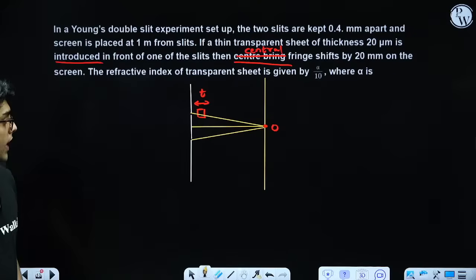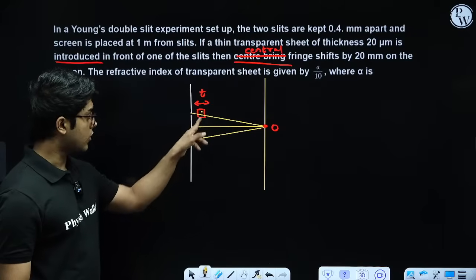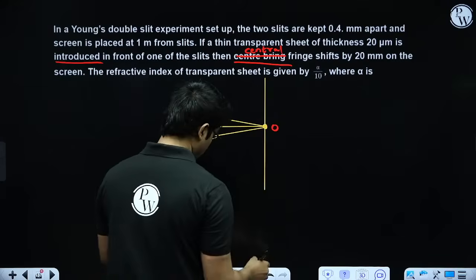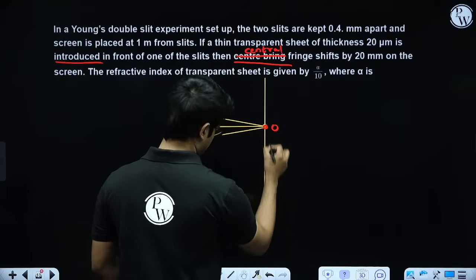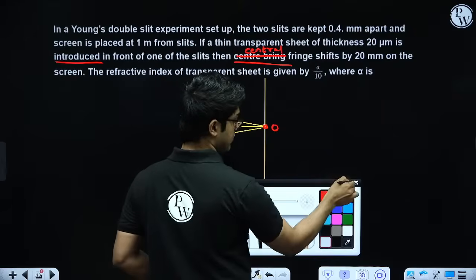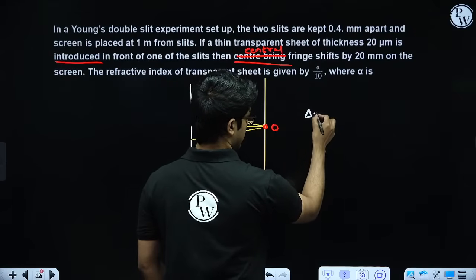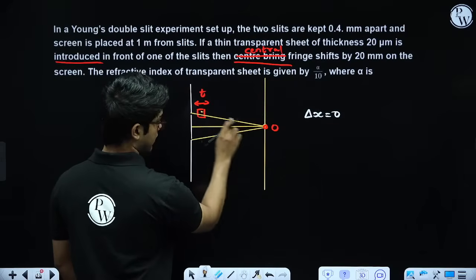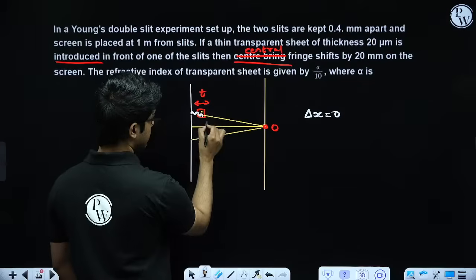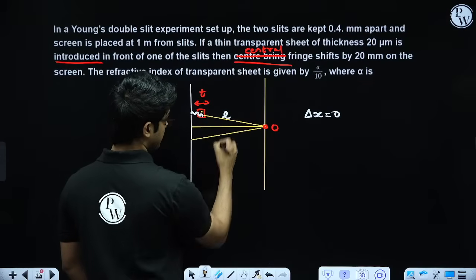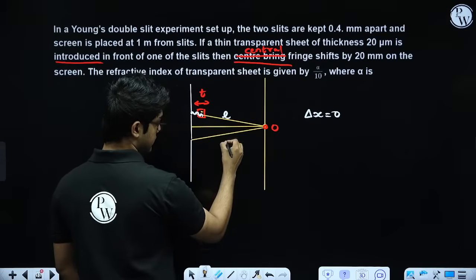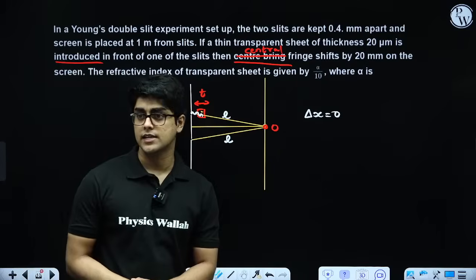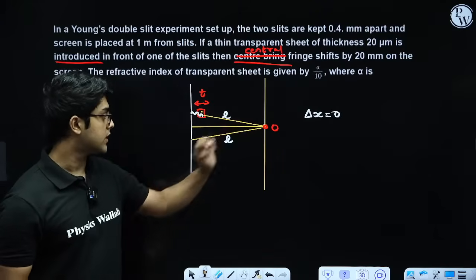Okay, so now what will happen is, in case the slab was not there, the central maxima would have been formed at O. The main characteristic of the central maxima is that the path difference is 0, right? So if the path length traveled by the light wave coming from here is, let's say, L, then the path length traveled by this wave will also be L, and basically L minus L gave us a delta x equals 0, which gave us the central maxima.